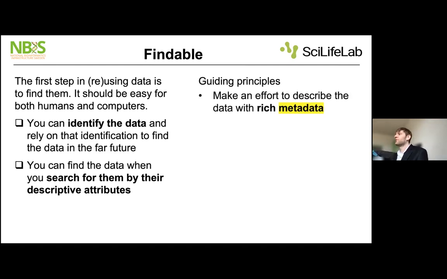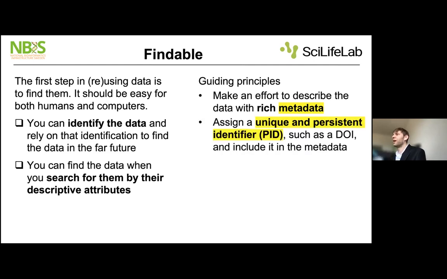And some guiding principles to go towards a bit more of a technical level. You should try to make sure that you describe your data with rich metadata. And we're going to go into what metadata is in a little while. And then we're going to have to assign a unique and persistent identifier to our data set. And one example of that is a DOI, and we already saw some examples of how that is done in Figshare. And this should also be included in the actual metadata description.